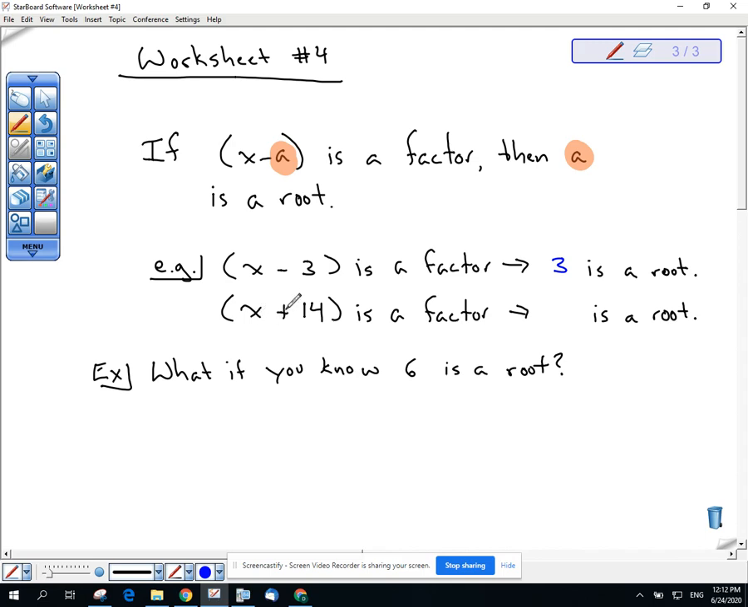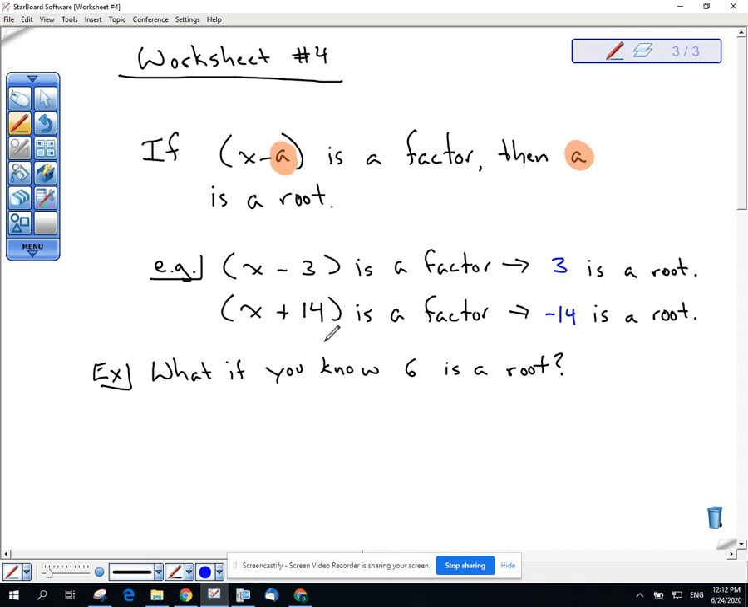Or how about x plus 14? Think about that for a second. If I told you that x plus 14 were a factor of some polynomial function, then you could tell me what root would correspond to that. And that would be negative 14, of course, because this is x minus a, and here we have x plus 14, that should be interpreted as x minus negative 14. Okay? So that's the relationship, and that's really what we got to at the heart of the previous worksheet, worksheet number 3, that there is this relationship of factor and root. And that's one of the main ideas anyway.